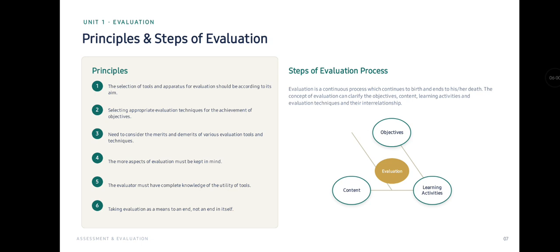Steps of evaluation process. Evaluation is a continuous process which continues from birth to death. The concept of evaluation can clarify the objectives, content, learning activities, and evaluation techniques and their interrelationship. Evaluation consists of three parts, that is objectives, content, and learning activities.